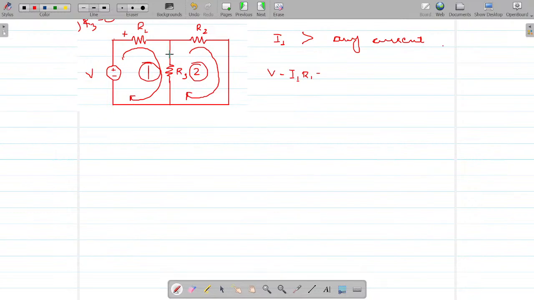This is how I1 is traveling in this loop. And see, this is how I2 is traveling. I2 is flowing from this point to this point, and I1 is traveling from here to here. So, how will I write? There should be a difference between the two currents, which would be I1 minus I2 times R3, right? Equals what? 0, right?